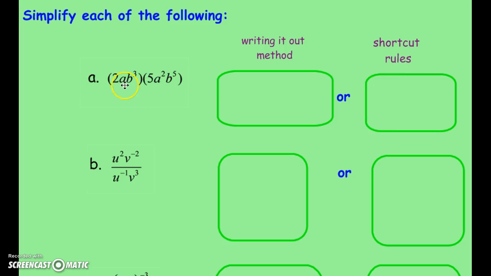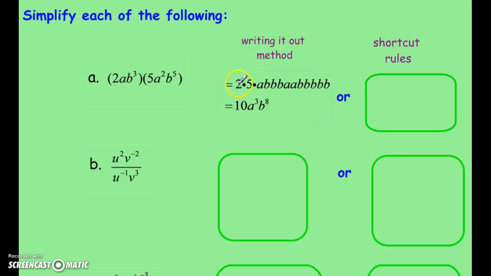So the first one is just a product of 2 terms. We have a's, b's, and constants in this problem. So when we look at this, the first thing I'm going to do is I'm going to take and multiply those constants together. That's 2 times 5. And then I'm going to go ahead and write out what I have. So a, 3 b's for b to the 3rd, 2 a's for a squared, and 5 b's for b to the 5th. Then I go ahead and I say 2 times 5 is 10. I have 3 total a's, and I have 8 total b's. So my final answer is just this down here, 10 times a to the 3rd, b to the 8th.